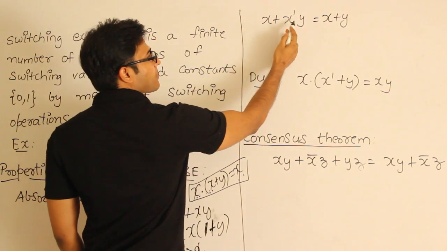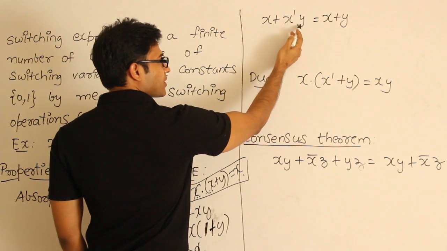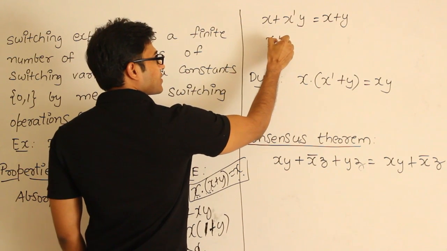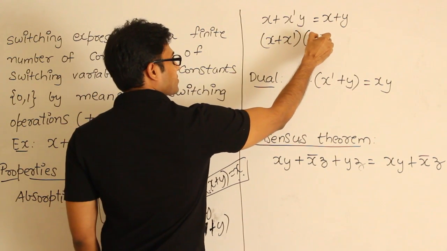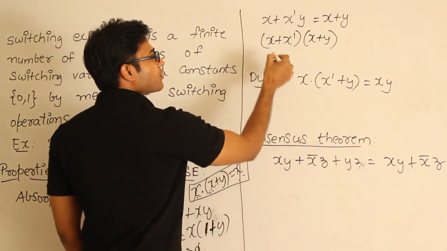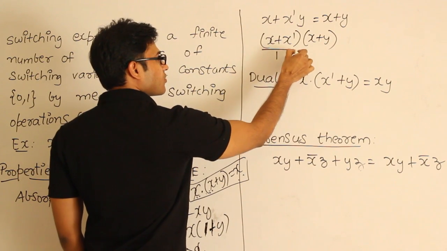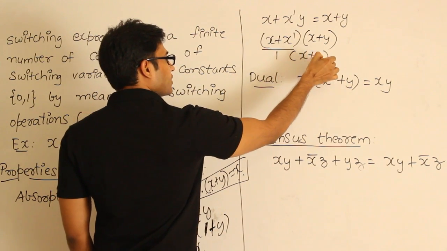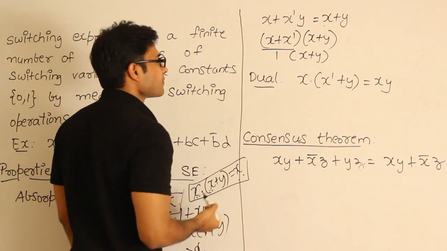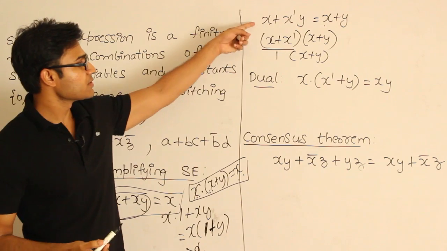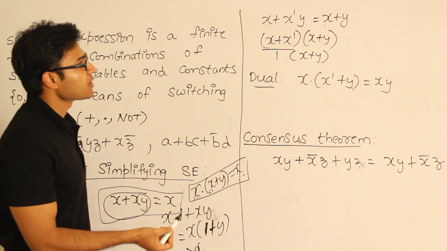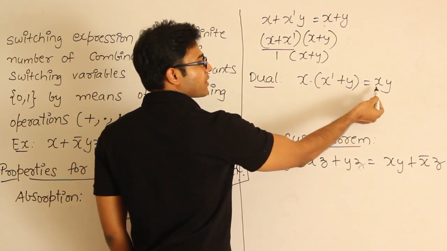Therefore x plus y prime x plus x prime y can be written as x plus x prime and x plus y, and you already know that x plus x prime is 1. Therefore what is it? x plus y. So this one is equal to x plus y. And here also duality holds. So what is the dual of this one? So how can you prove that this is right?